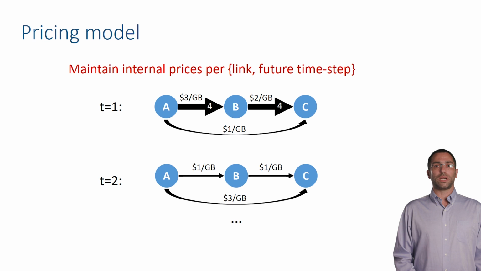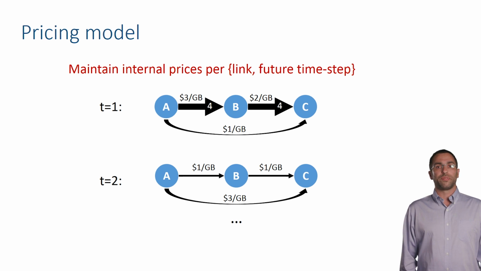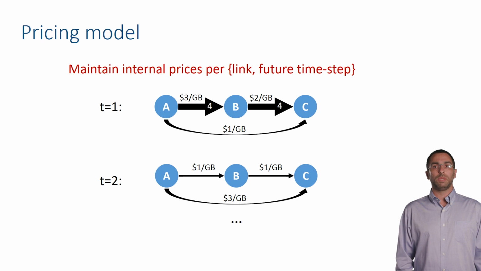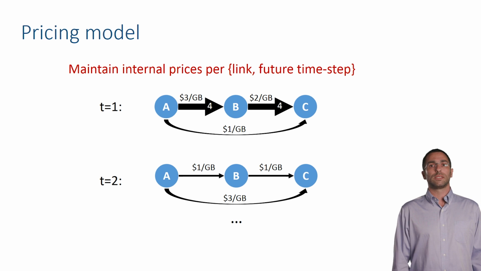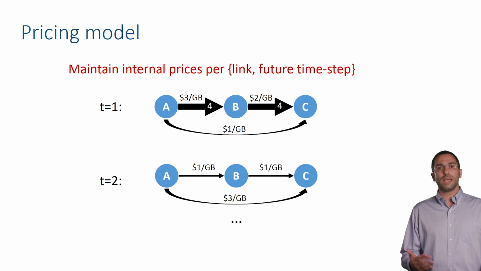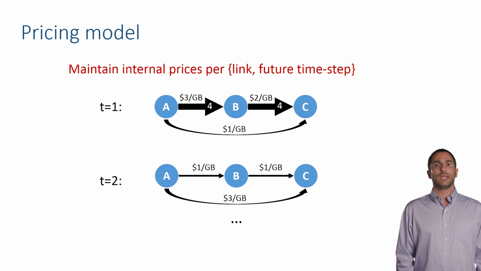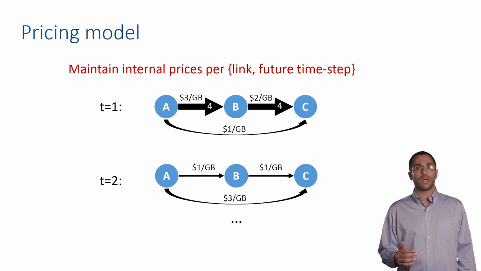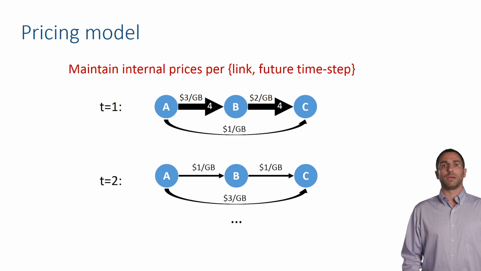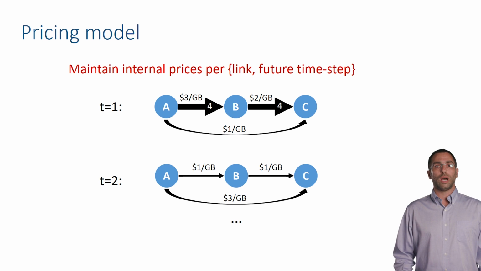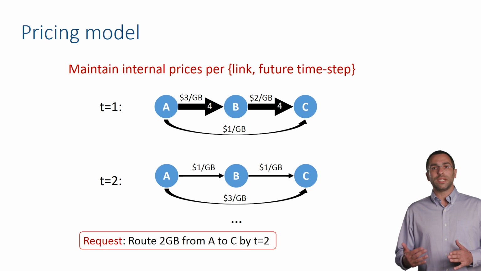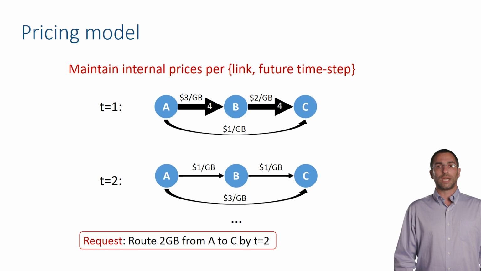Pretium maintains internal prices per link and future time step. In this example, we see a toy network with 3 links, where we show the prices and available capacities for the first 2 time steps. Each time step could correspond to 5 minutes of actual time. Suppose the available capacity at all links is 1 gigabyte, except the 2 upper links at time step 1, whose available capacity is 4 gigabytes. The drop in capacity on these links from time step 1 to 2 might be due to other requests that were already assigned to use the links at time step 2. Note that the prices are dynamic and can change across the 2 time steps.